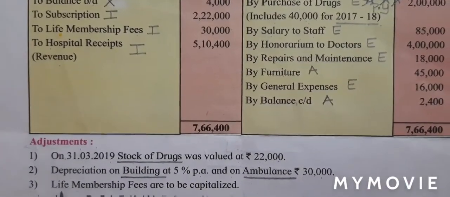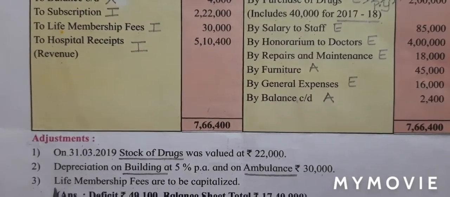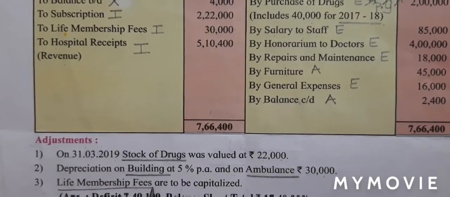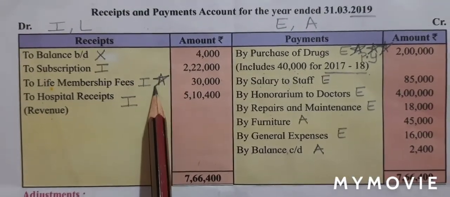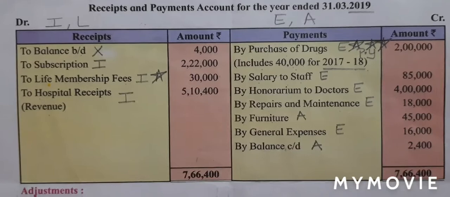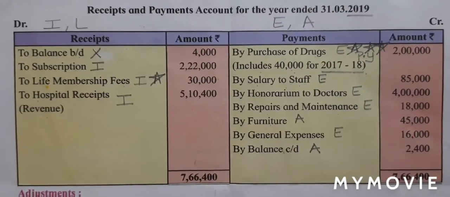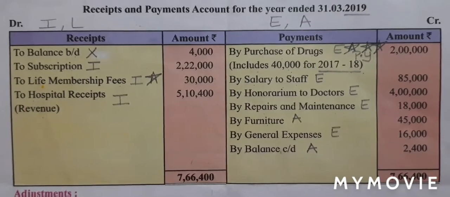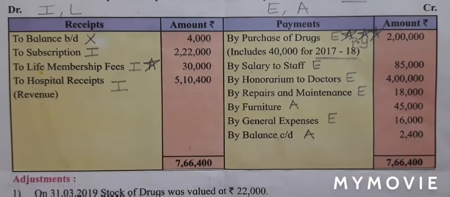Adjustment number 3. Life membership fees are to be capitalized, which means I have to mark a star for life membership fees. So on the receipt side, I have life membership fees. I'll mark a star. With this, students, we have completed step number 2, reading of balance sheet and adjustments and marking star in receipts and payment.